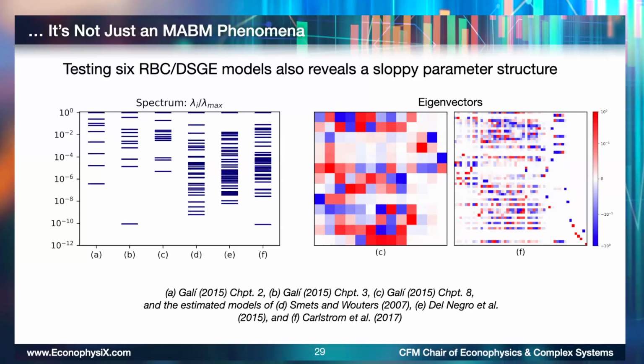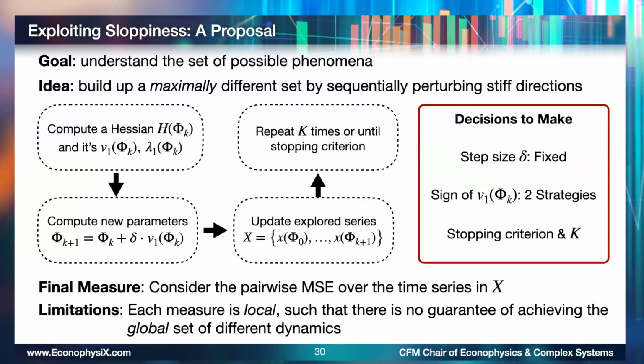Okay, so we've identified stiff and sloppy directions of high sensitivity. But how does this relate back to the question of trying to discover the different set of phenomena in a macroeconomic ABM? I've introduced this idea a little bit already, but the main idea is that if we want to understand the set of possible different phenomena, then I wish to create a set of different points in the parameter space whose output dynamics or observable dynamics are as different as possible from one another. And I know that locally at any given point in the parameter space, I can identify the most sensitive direction using the stiff direction. And so if I perturb the model in this direction, I will get something that should be maximally different from where I started.